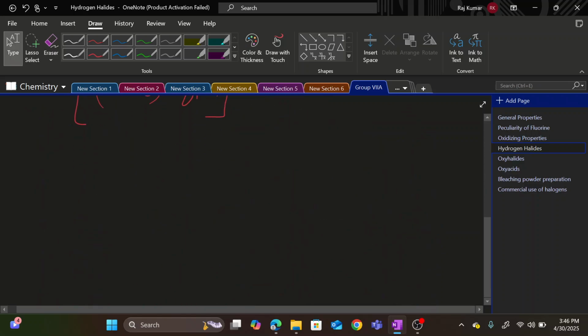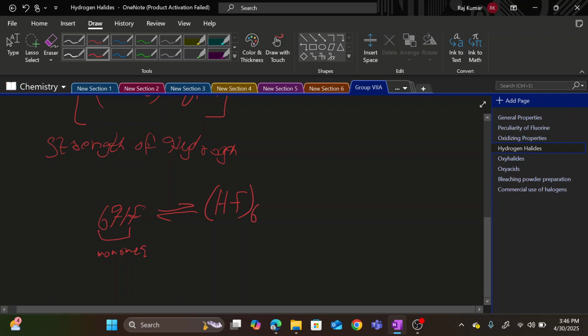And when it comes to the reactivity and strength of hydrogen halides, it has also been found recently that hydrogen fluoride in liquid form is stored with Teflon, and in vapor form, it can exist in equilibrium with its monomeric form and in a cyclic hexamer.